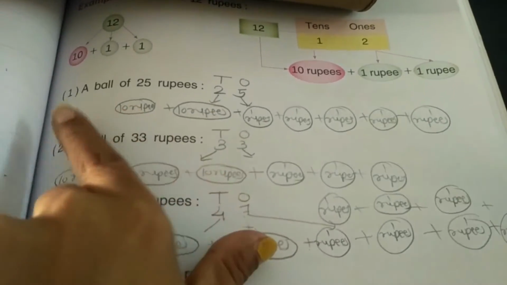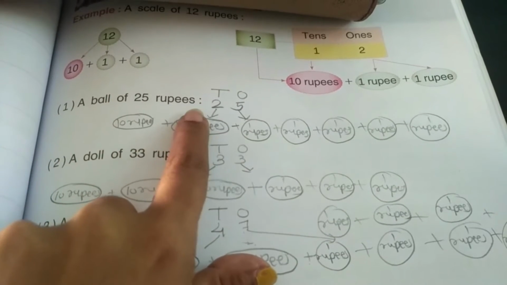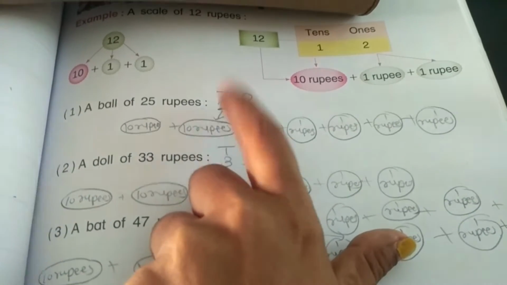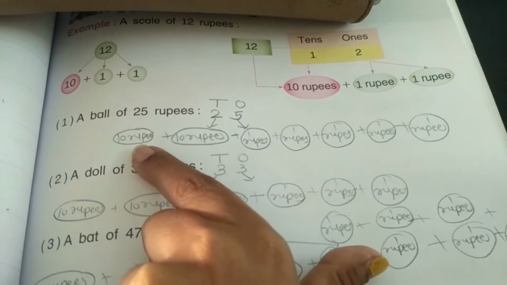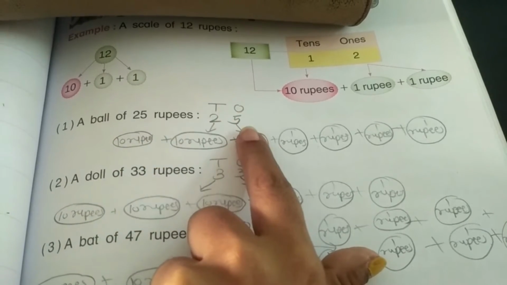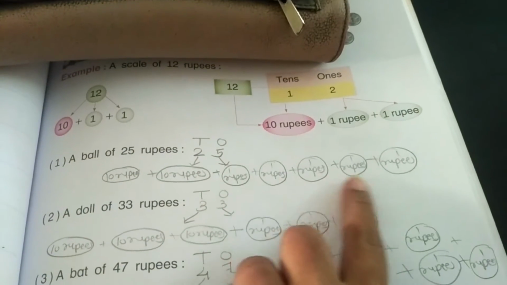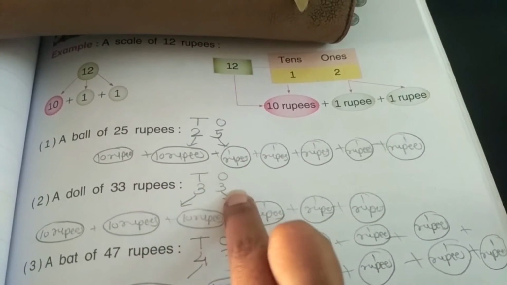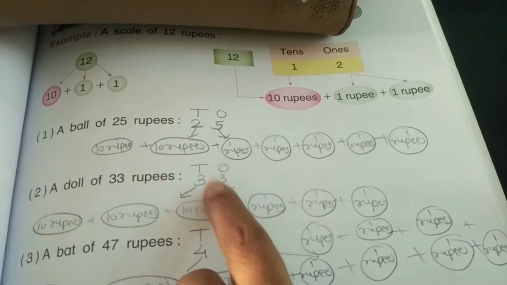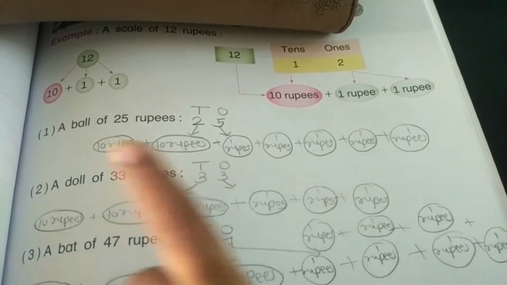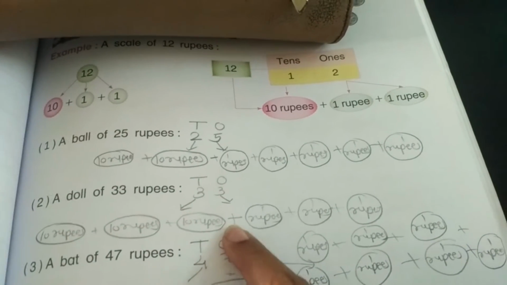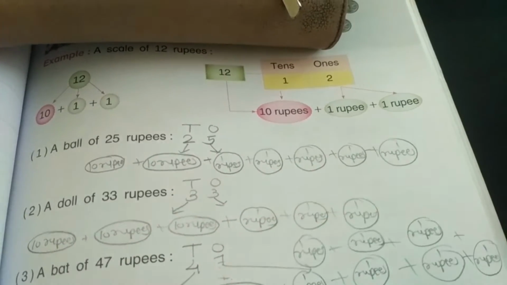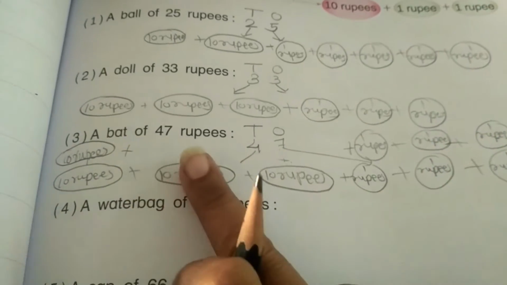Now look at exercise number 1, a ball of 25 rupees. Okay, so here first we will bifurcate the number as tens and ones. 2 tens means 2 groups of 10. So 10 rupees plus 10 rupees, and here you will take the 5 coins of rupees 1. Fine. A doll of 33 rupees. First you will bifurcate the number in tens and ones like this. Here is 3 tens, meaning 3 groups of 10. 10, 20, 30 rupees and the 3 coins of rupee 1. 1, 2 and 3.